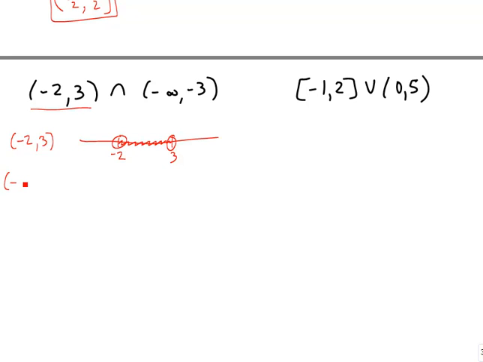For the second interval, I have -infinity up to -3. And be careful here with your order. -3 is slightly to the left of -2, so -3 is going to be right about there. And this interval, -infinity to -3, means start at -infinity, which would be way over here to the left, and go up until you hit -3. And these were both open circles because of those parentheses.